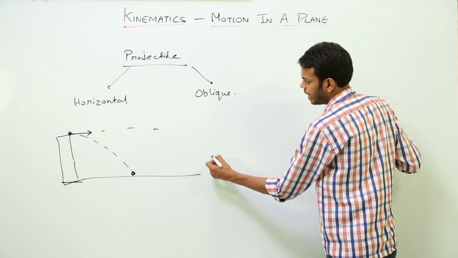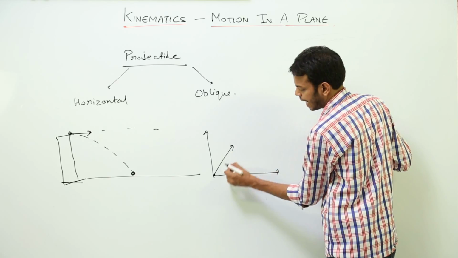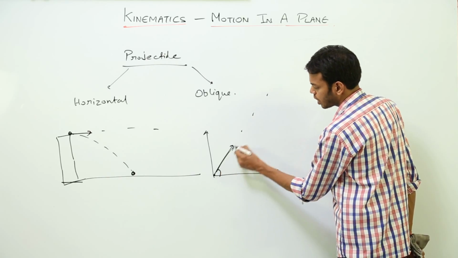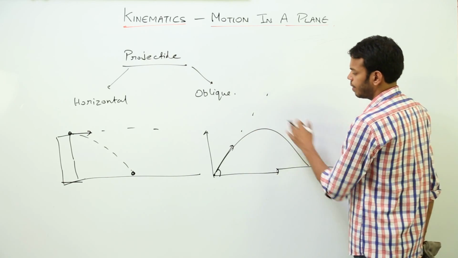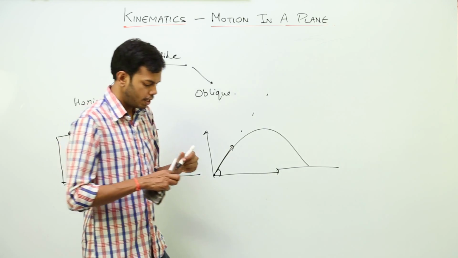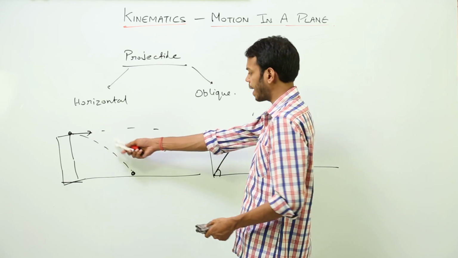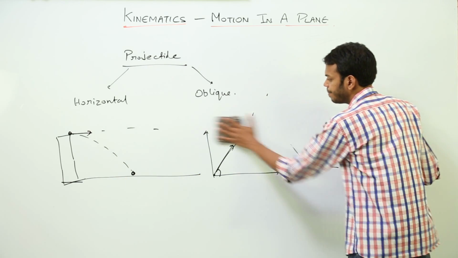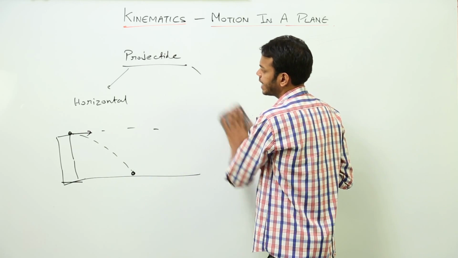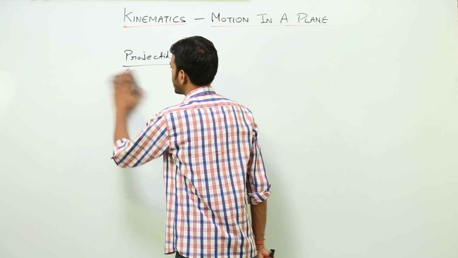And in case of an oblique projectile, the object is projected at some angle with the horizontal. So again, this is also not going to go straight. It will go something like this, covering a parabolic path. This is called an oblique projectile. So we have to deal with these two types of motion. The horizontal path is also part of a parabola, but it is half of it, right? We'll first do expressions and questions related to horizontal projectile, and then we'll go to oblique projectile.